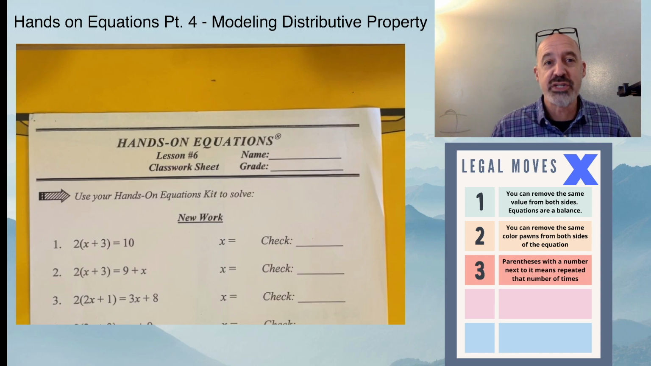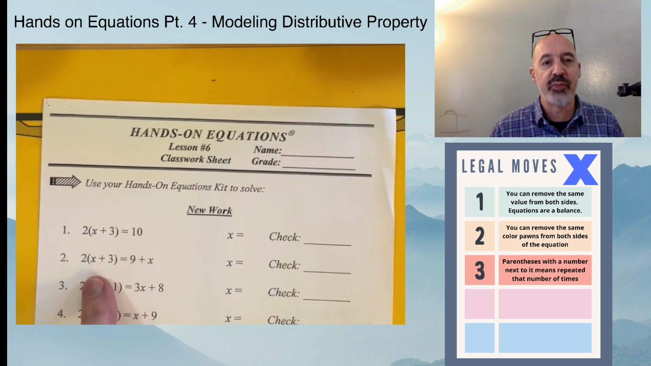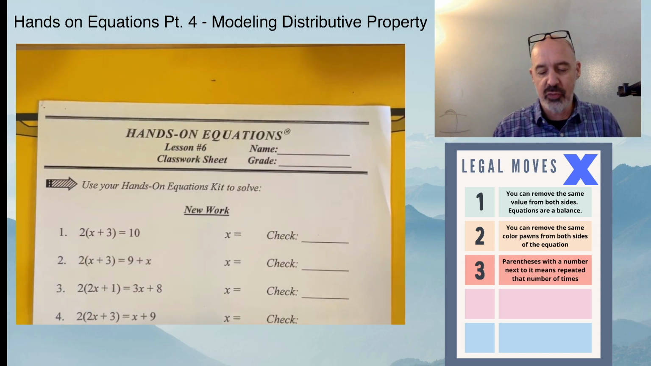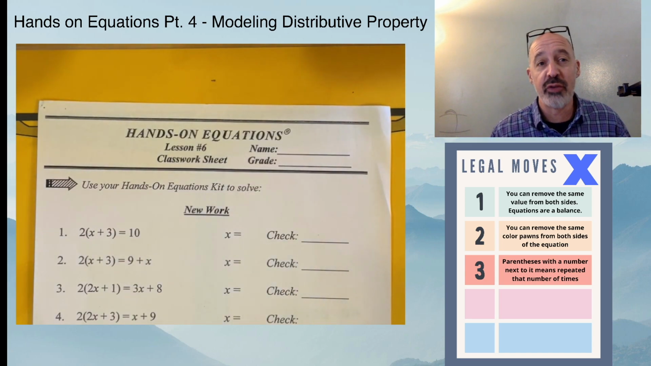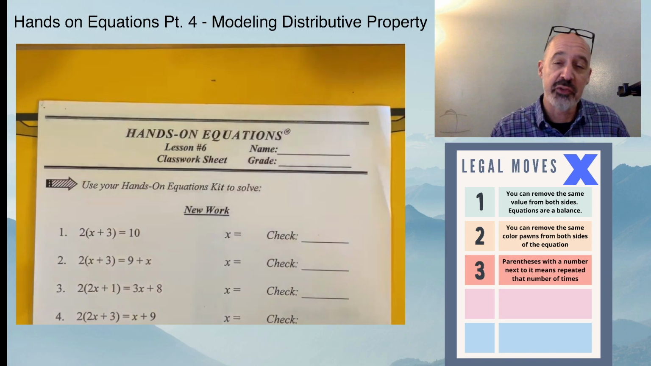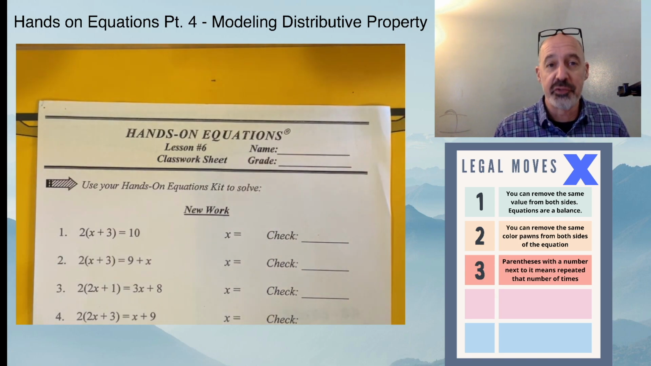Welcome to Hands-on Equations, Part 4. In this lesson, we're going to be modeling distributive property using the Hands-on Equations dice and the blue pawns. Now, if you look below, I have the legal moves that we've already discussed in previous Hands-on Equations videos. So make a note of that. I won't always reference them, but I'm assuming you've already watched the other videos to understand how these are already being employed. So let's begin.